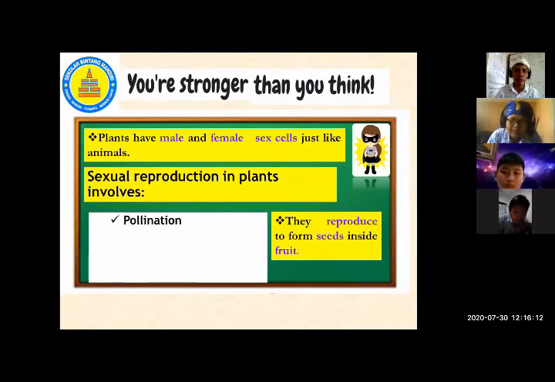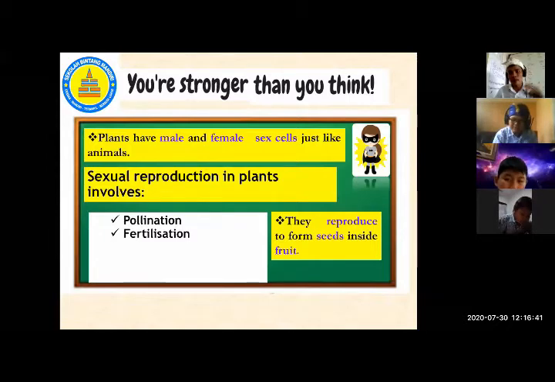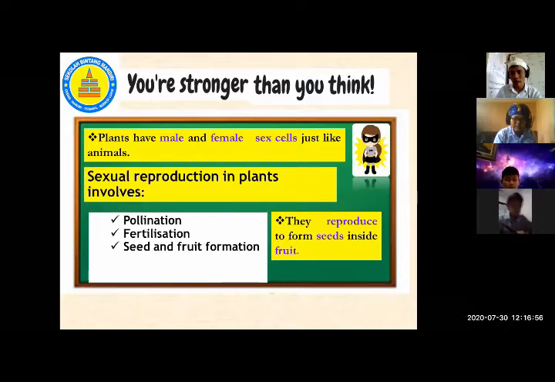Number two, we have fertilization, okay? What is fertilization? In bahasa Indonesia, pembuahan. So pembuahan itu male gametes sama female gametes bergabung. Okay, next. Number three, you must know about seed and fruit formation. Formation itu pembentukan, seed itu biji, jadi pembentukan biji dan buah. So you will also know how seed and fruit form. Bagaimana biji dan buah itu terbentuk.